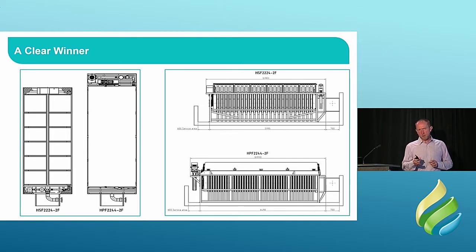That doesn't give us twice as much area. It actually gives us more than twice as much filter area because of those other things I was talking about earlier, getting more of that cloth exposed, the Pegasus thing. So the older unit, the 2224, has 134 square meters of filter cloth area in it. The newer unit, the 2244, has 271 square meters, so more than double the filter cloth area.